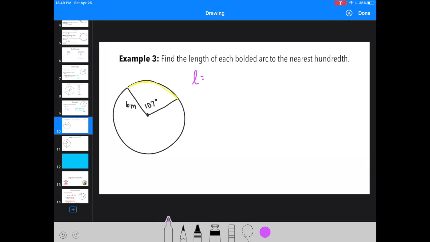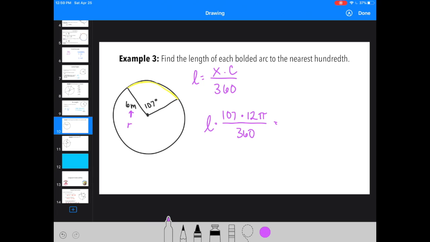First, I'm going to write my equation. L equals X times C over 360 degrees. Find the length of the bolded arc to the nearest hundredth. I highlighted it in yellow. To find arc length, I'm going to multiply my central angle of 107 degrees times circumference. What is circumference equal to? Pi times 2 times r, or pi times diameter. My radius is 6, so I'm going to take my radius times 2, which is 12 pi, divided by 360 degrees.